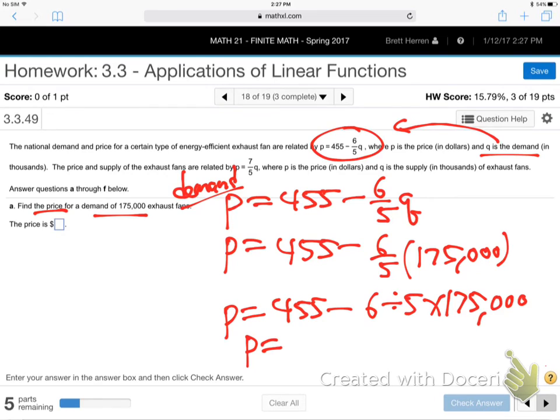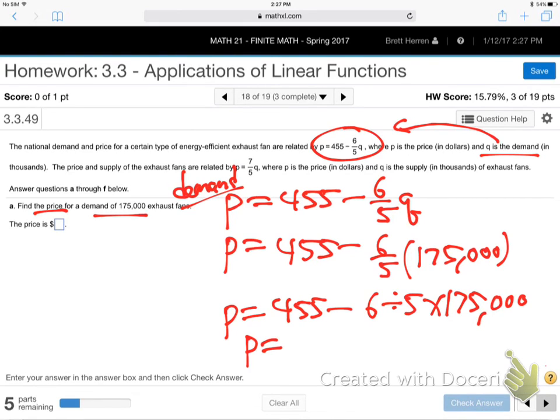Anybody? Negative 20,545. Uh-oh, is it negative? That's not good, huh? Am I doing something wrong? What am I doing wrong, guys? P is the price. Q is, oh, what am I doing wrong? Do you see it? It's a tiny little phrase. Is it on the board up there?